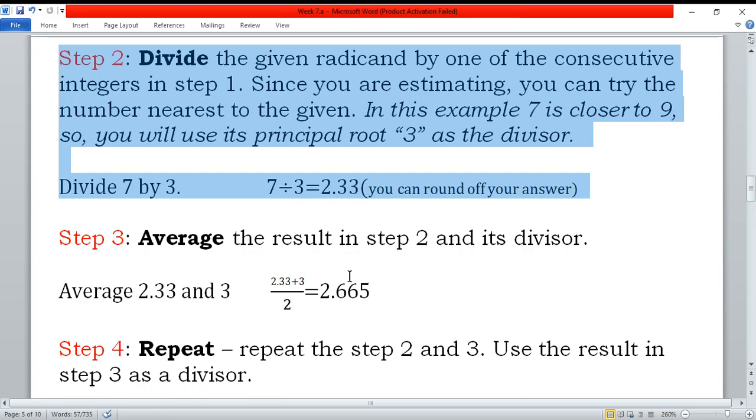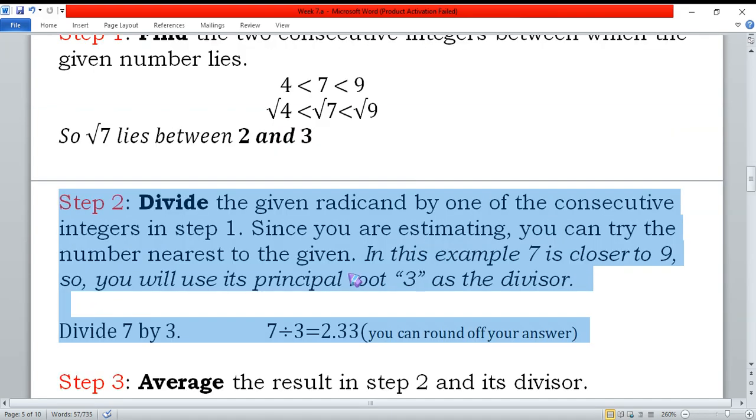Okay, so, yan. Okay, ulitin ko. So, ang second step natin ay i-divide yung given radicand, yung irrational, doon sa principal root ng mas malapit. It's either on the left side or on the right side. In this case, ang mas malapit sa square root of 7 ay yung nasa right side. Kaya ang principal root ng yung nasa kanan niya ay 3 because square root of 9 is 3. Yun ang pang-divide natin sa given radicand. Kaya 7 divided by 3.